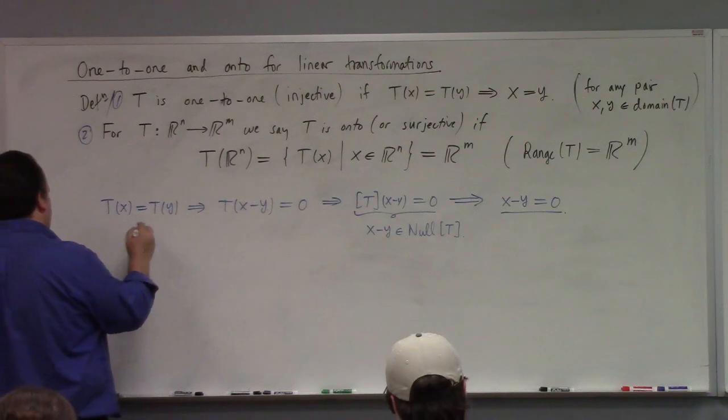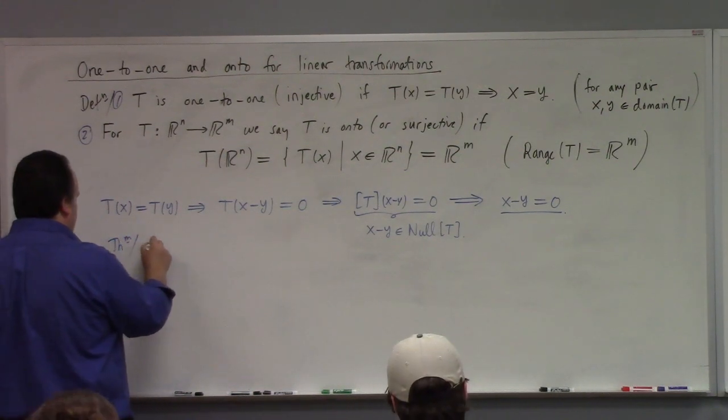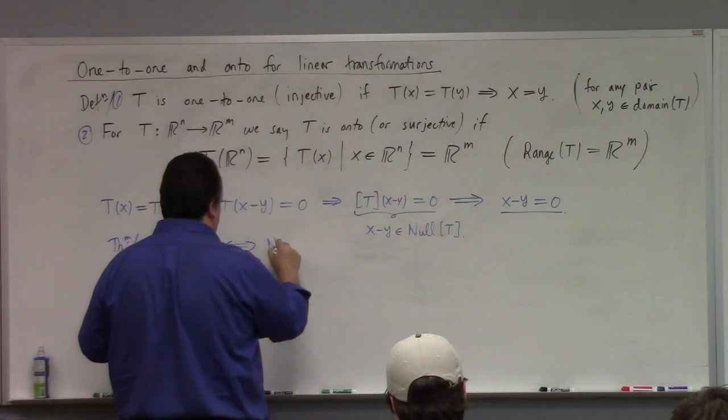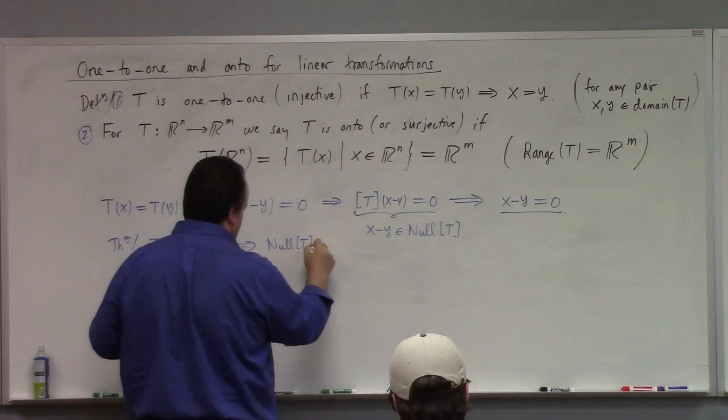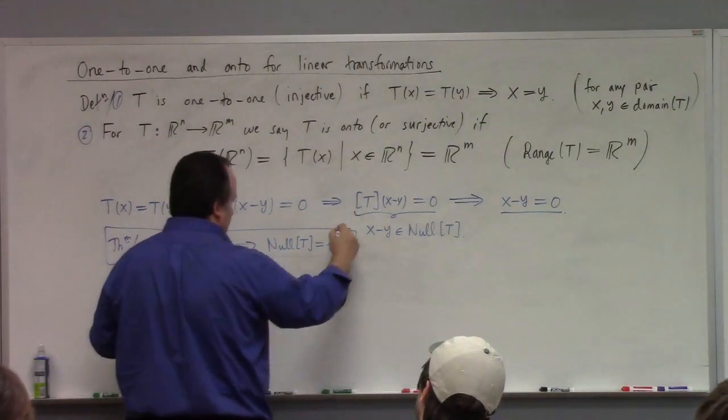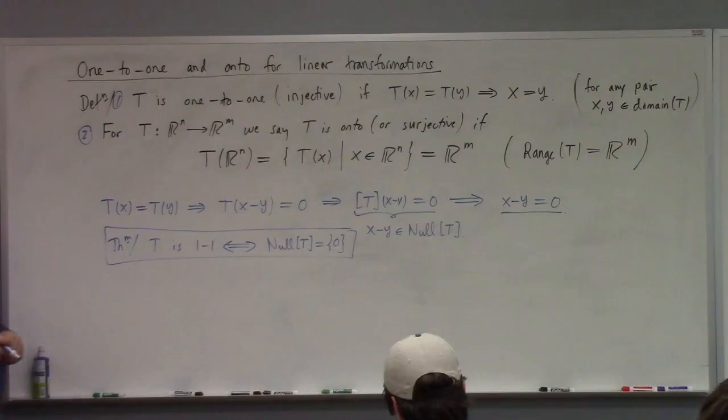So basically here's the theorem. Let me just write it out. T is one-to-one if and only if the null space of the standard matrix of T is just 0. There it is. That's it. That's all you got to know. But you know how to calculate null space. Not a big deal, right?